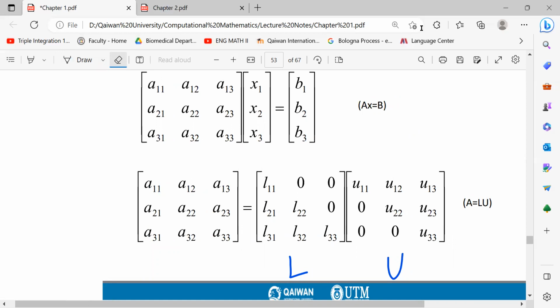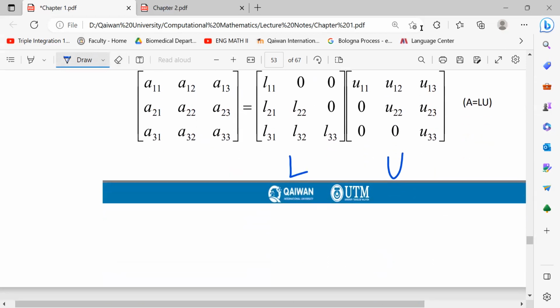Here, for L and U, you should know the position of L11, the position of L12, L22, L31, L32, and L33. And for U elements also. In U, we have these elements as well.